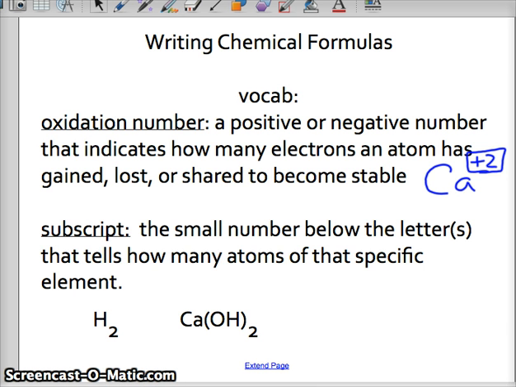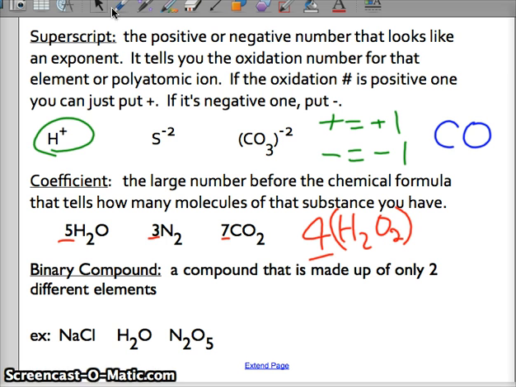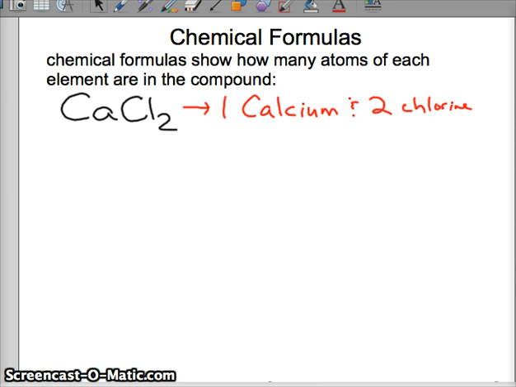Also, there's another slide with vocab: superscript, which is the oxidation number and its charge; coefficient, I'll get to that a little bit later, more when we're doing equations; and binary compound. That's the easier ones, the ones that are just made up of two different elements. There are some that are made up with more. So let's get to what we need to do.